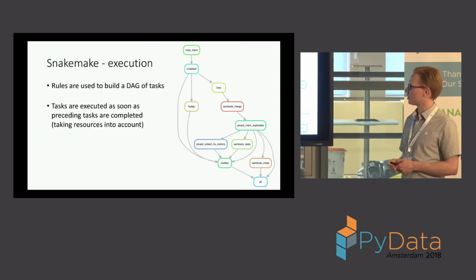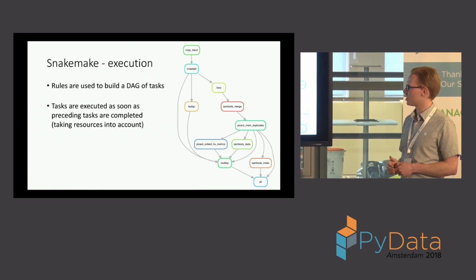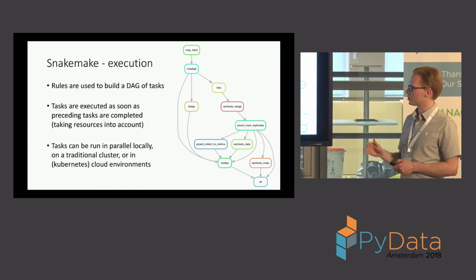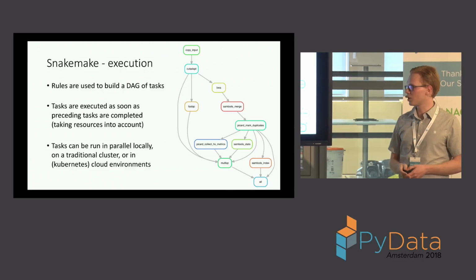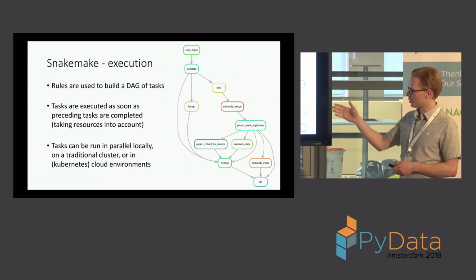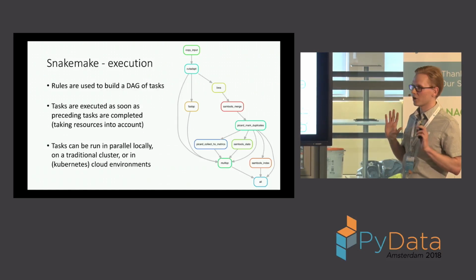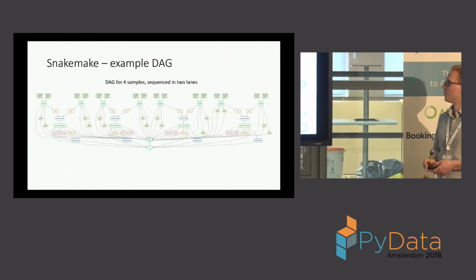For example, if a job needs a lot of threads and they aren't available, it will wait to execute that job. And what's also very useful is that it can run these jobs in parallel locally. It can also use a cluster if you have a cluster environment, or it can run in Kubernetes cloud environments, for example, which I haven't tried, but I think is very useful.